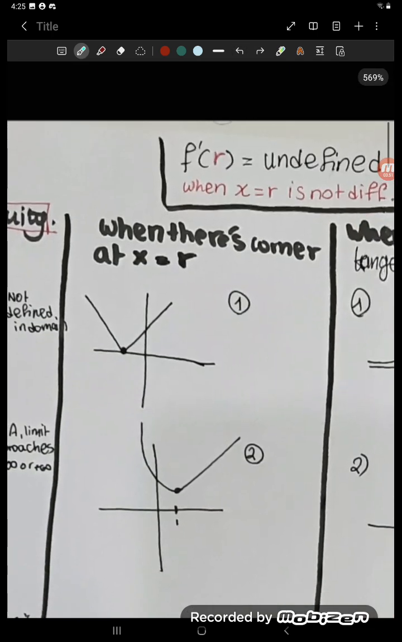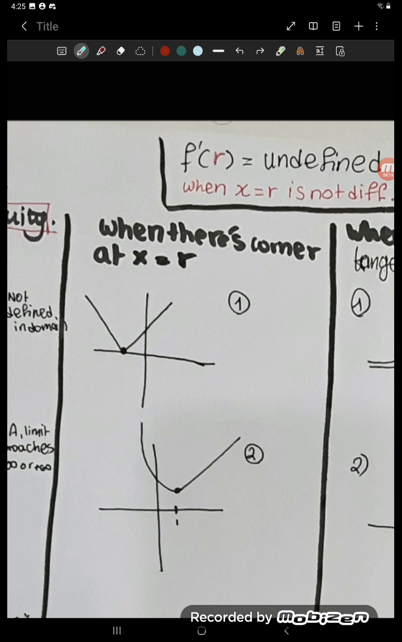All right, so there is a corner at x equals r. Now, in Kurdish, they say goshe haya. Essentially what that means is there's an angle. I don't know what the translation to English should have been, but the teacher said corner, so I just went with corner. And I've searched it up, and mathematicians refer to it as a corner, so let's go with corner.